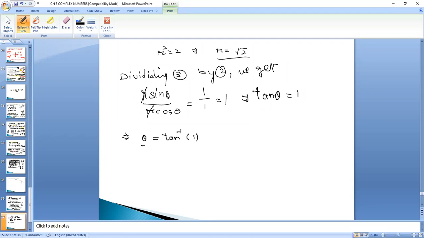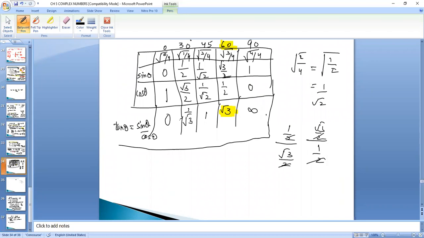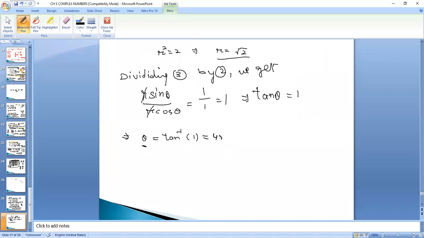What will be the value of theta when tan theta will be 1? So we had calculated through the table that day also that tan theta is equals to 1 when theta is equals to 45 degree, right? So theta is equals to 45 degrees. So tangent theta is equals to 1. So it will be theta is equals to 45 degree, but we will be writing in terms of pi. So means 180 degree by 4, which means pi by 4, right? So pi by 4 will be the value of theta.